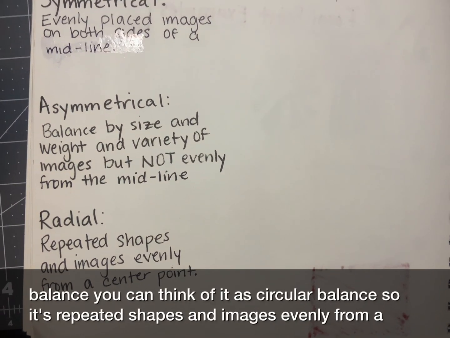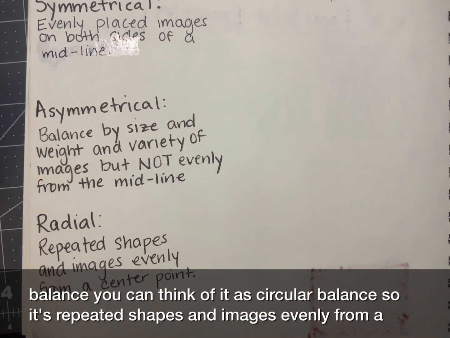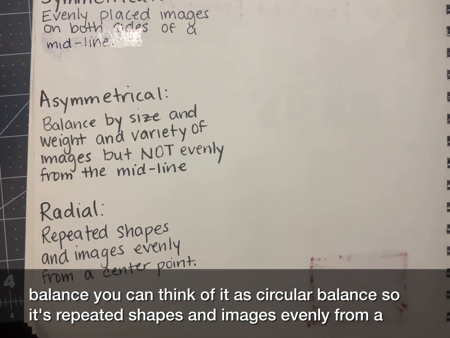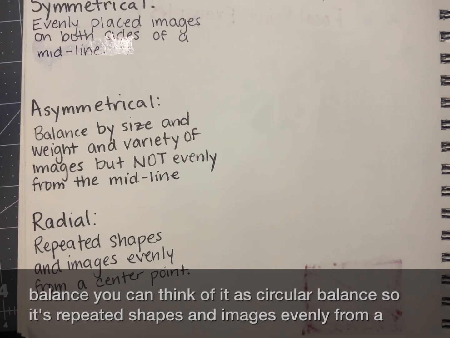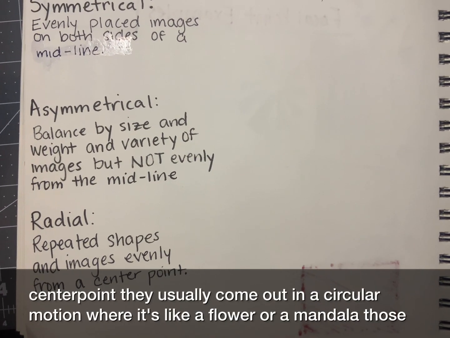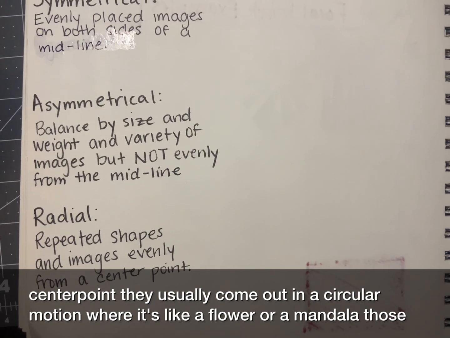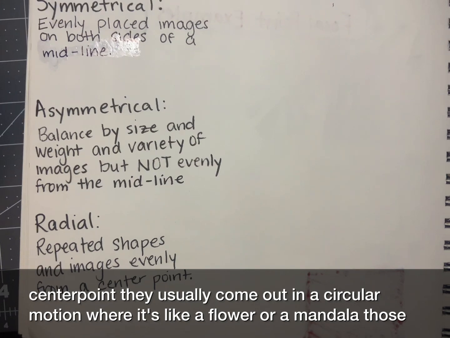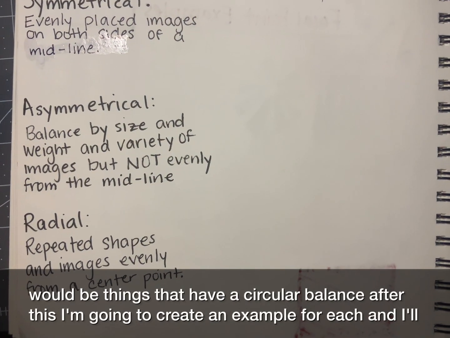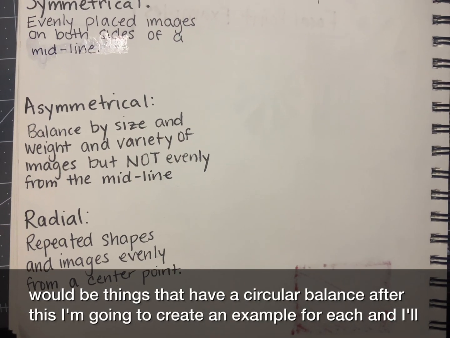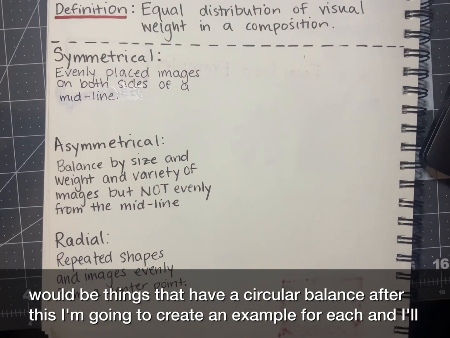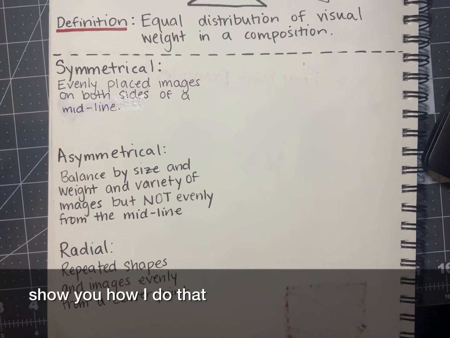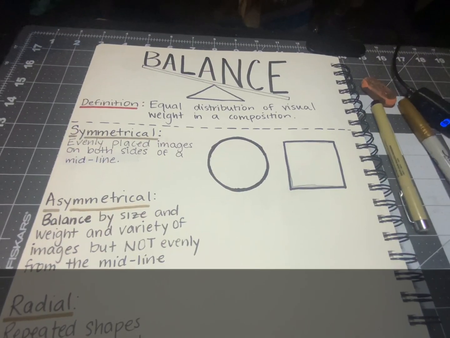Last but not least, there is radial balance. Radial balance, you can think of it as circular balance. So it's repeated shapes and images evenly from a center point. They usually come out in a circular motion, whether it's like a flower or a mandala. Those would be things that have circular balance. After this, I'm going to create an example for each, and I'll show you how I do that.